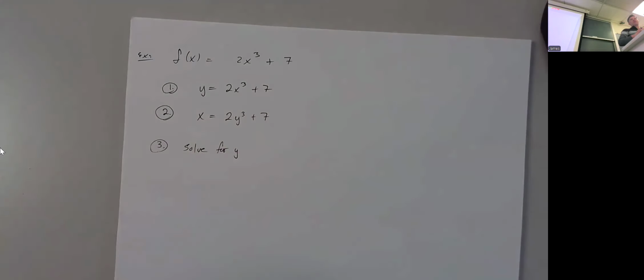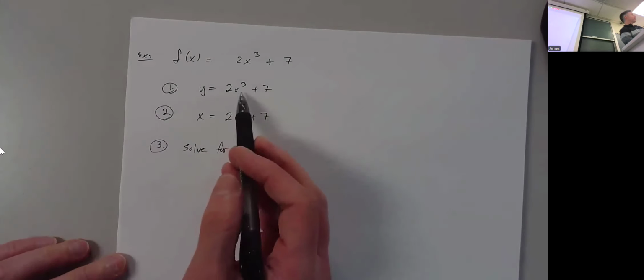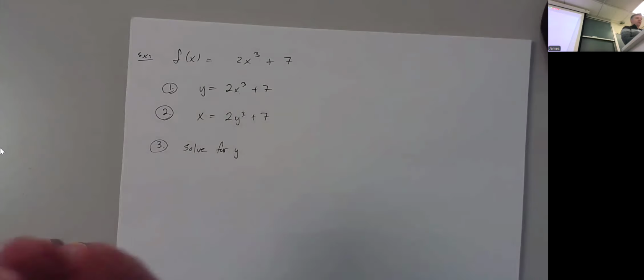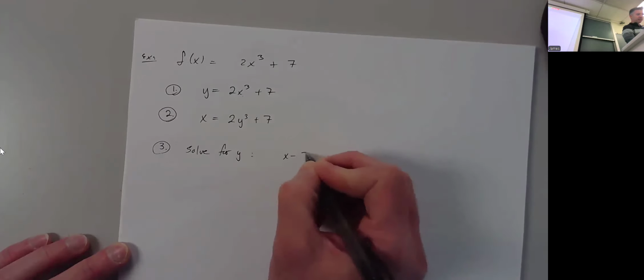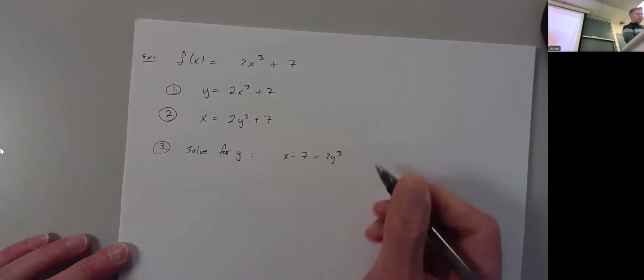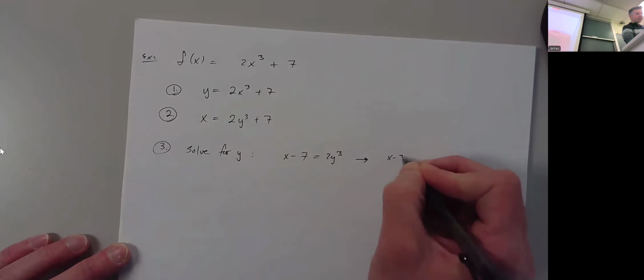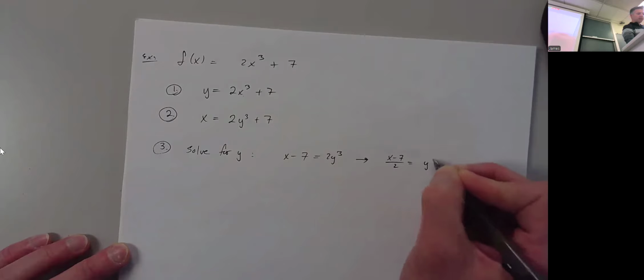Some people prefer to do the solving first and then the interchanging second. I don't, but you don't have to do it the same way I do. So you can solve for x first and then interchange x and y if that feels better to you. So solve for y. Let's see, subtract 7 from both sides. Divide both sides by 2. And then take the cube root of both sides.